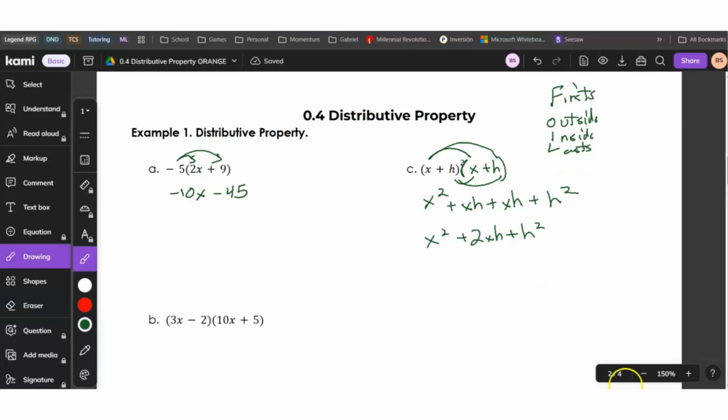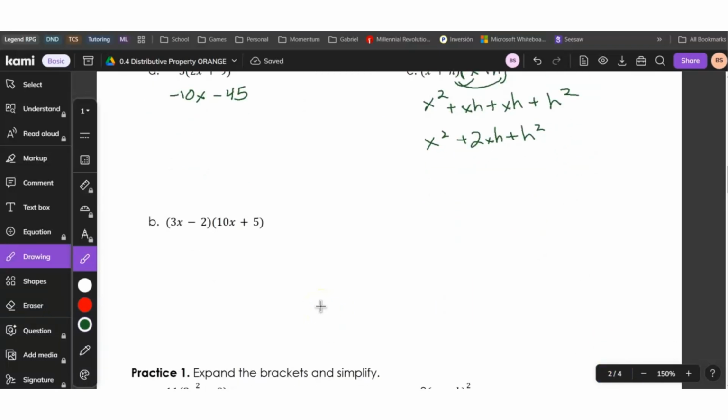Yep, we're going to do the exact same thing on this one. So we're going to do FOIL, so it's firsts, so that's 30x squared. Outsides, 15x. Insides, so negative 2 times 10 is negative 20x. And then lasts, negative 2 times 5 for negative 10. Then I need to always combine these middle ones because, Camila, remember earlier we were talking if the exponent is exactly the same. So because these are both exactly 1x, I can put them together.